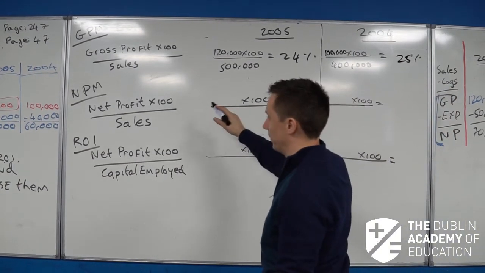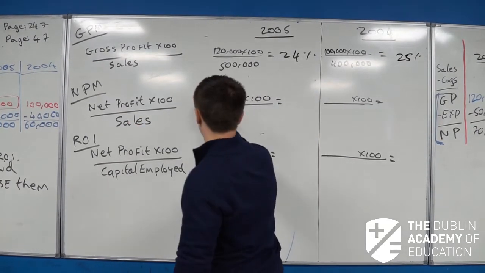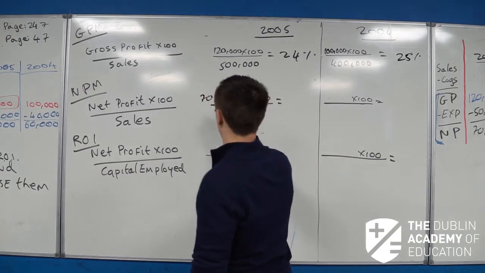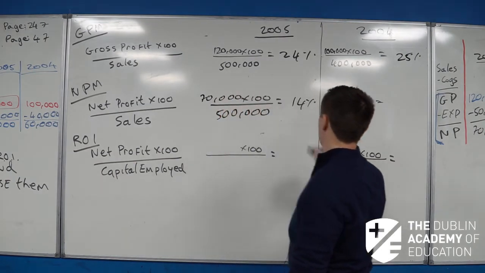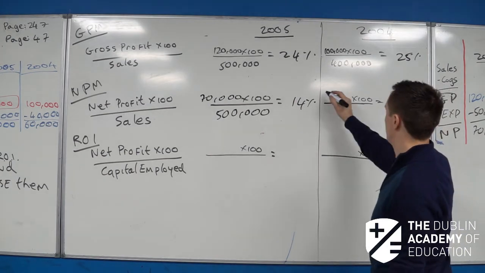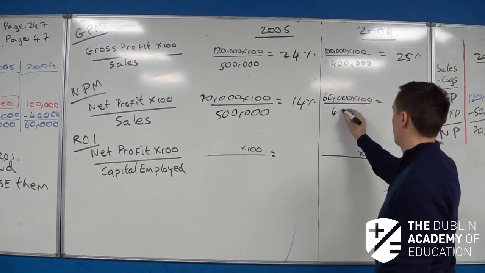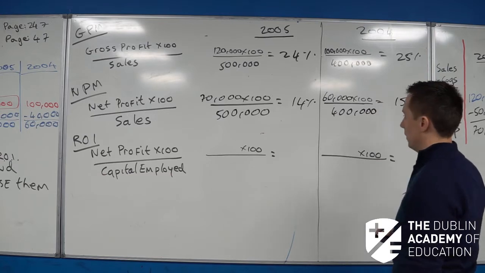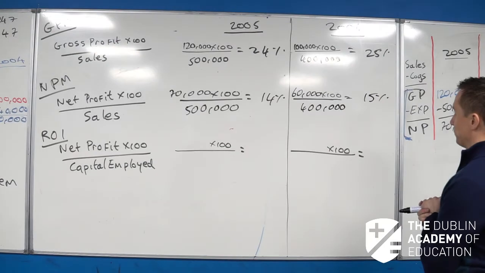We go over then to do the net profit. Okay, so we'll look at the net profit for 2005. Slot it in there, it was 70,000. And then multiply by 100, divided by 500,000. You have there being 14%. We look over there for net profit for 2004, it was 60,000. Multiply that by 100, divided by 400,000, and that gives us 15%. Right, that's our figures there.